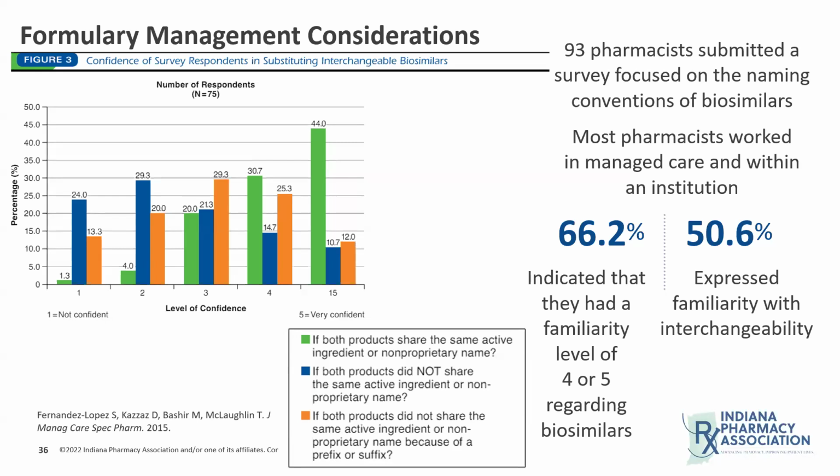So, in terms of confidence, with the graph on the left there, confidence in substituting interchangeable biosimilars was high when both products shared the same active ingredient or same non-proprietary name, although that confidence decreased when they did not share the same ingredient, or they did not share the same name, or when you throw in different prefixes and suffixes, that adds to the confusion, unfortunately.